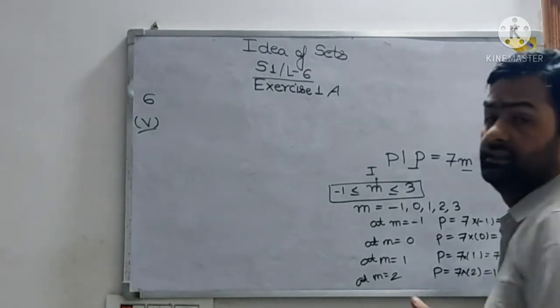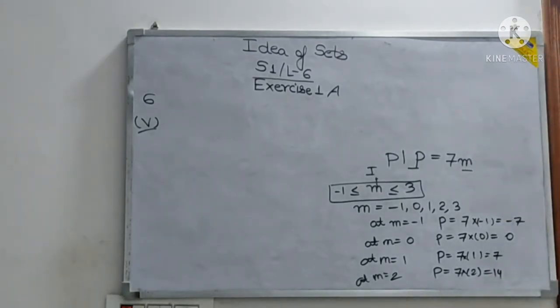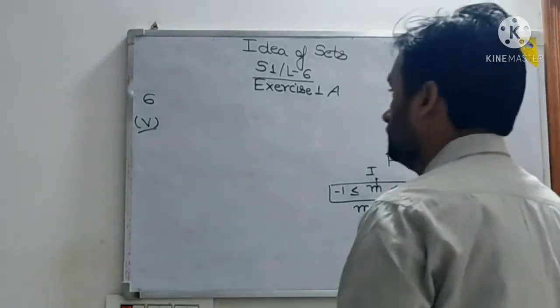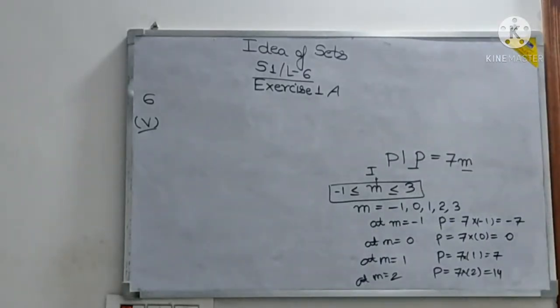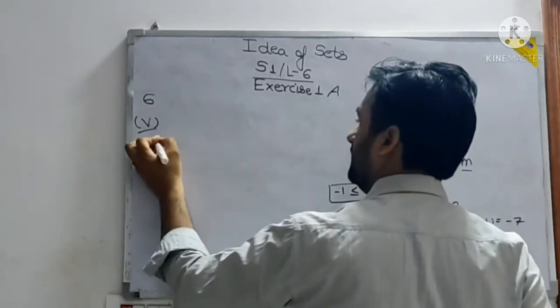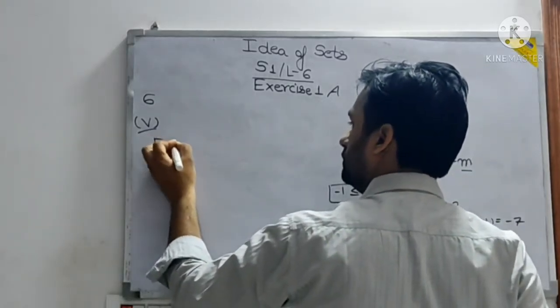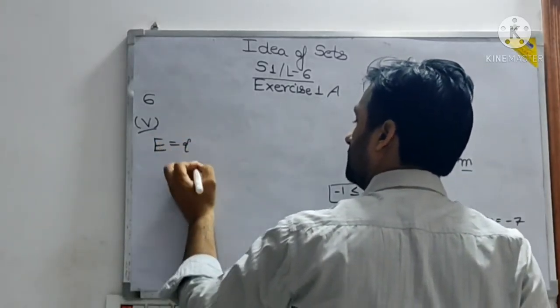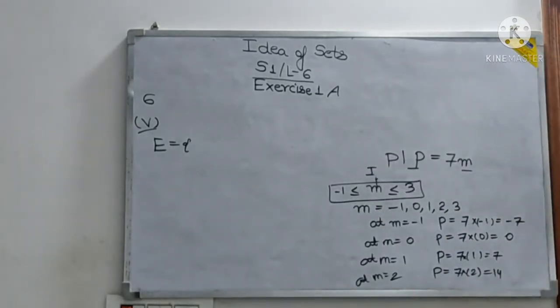Since it's a set, let's give it a name also. A, B, C, D, E. I'm taking up E. So E is equal to, make a curly bracket, because we are representing in which form? Tabular form. Tabular form also is called as what?